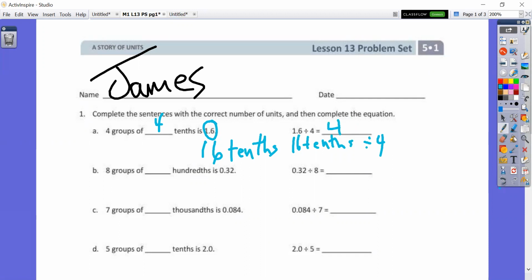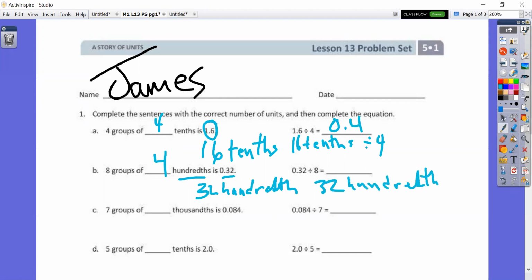But let me write it in standard form because I started writing it in unit form, 0.4. Great, let's keep doing that. Well, let's convert this to, well, they want hundredths, so 32/100. Okay, well, 8 times what gives you 32? 8, 16, 24, 32. Yeah, that's 8 groups of 4/100. Well, let's, again, convert it backwards for dividing. 32/100 divided into 8 equal groups is going to be 4/100. Well, 4/100 is 0.04.